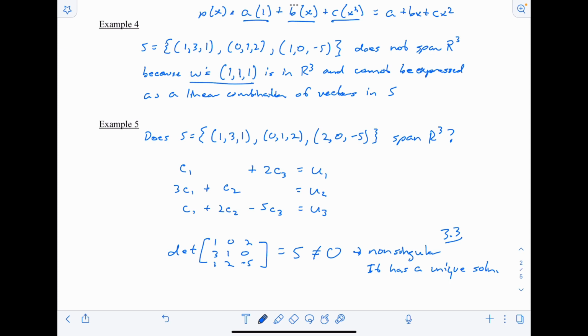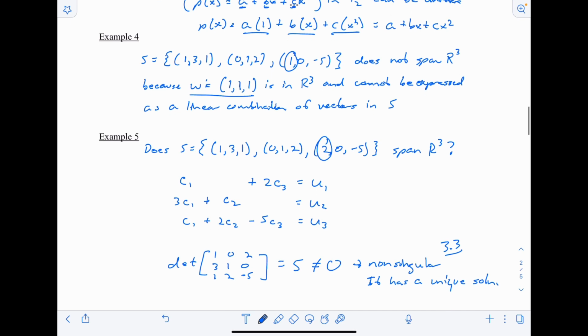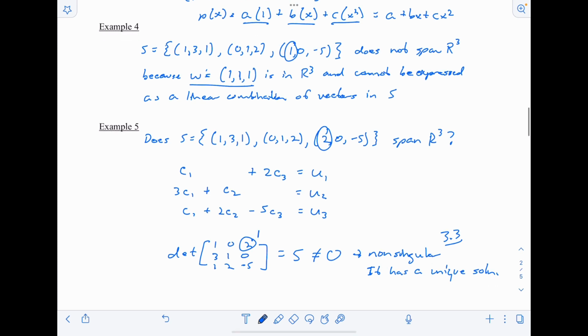If we go back to example 4, the only difference here is that in example 4, I had a 1 here, and now we've got a 2 in example 5. If I change this 2 down in the matrix at the bottom here to a 1, then its determinant is actually equal to 0, which makes it singular, and therefore it does not have a unique solution, which is why in number 4 that subset didn't work. It doesn't span R3. Okay.